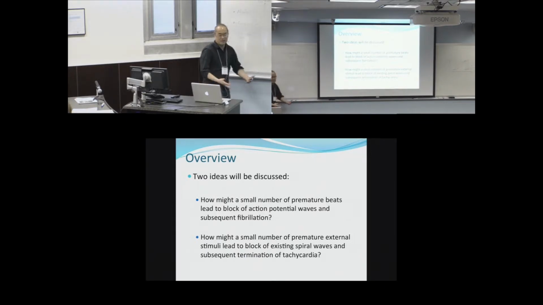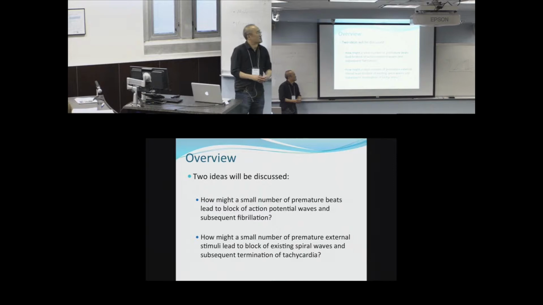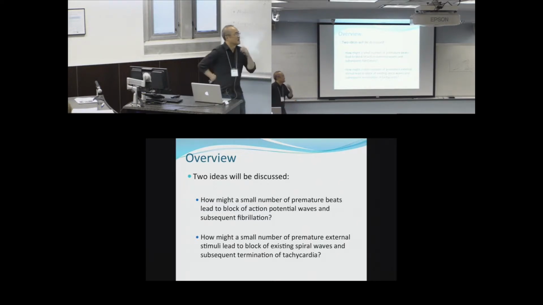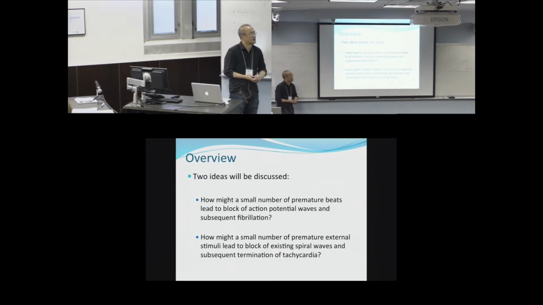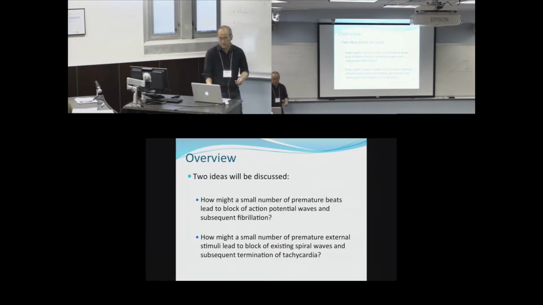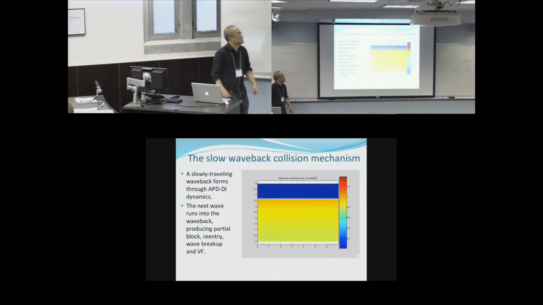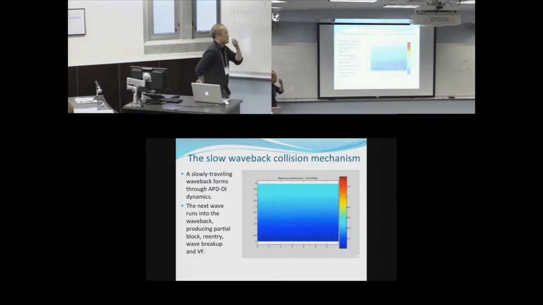First of all, is it possible to have a small number of premature beats that lead to block of the action potential wave and the normal wave, and then produce subsequently fibrillation? And then can maybe the same mechanism, also in the form of premature external stimuli, be used to stop spiral waves and perhaps terminate ventricular tachycardia? Okay, so this is the mechanism that I'm going to concentrate on.